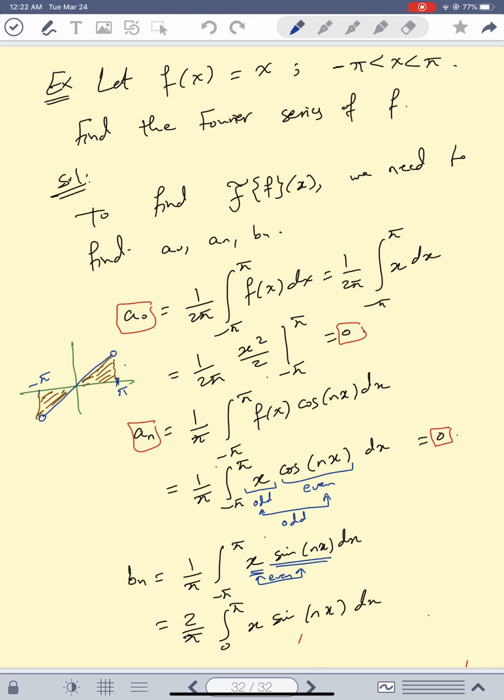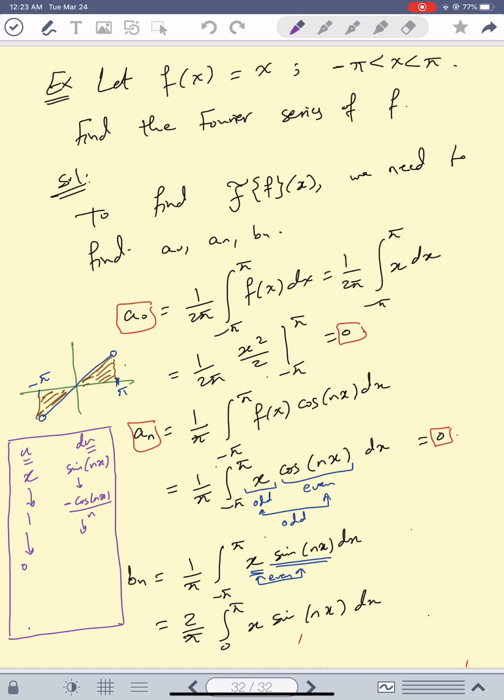Okay, so now we need to compute the integral x sine nx. Unfortunately, we need to do it. This is integration by parts, right? We can't avoid it. So I'm going to do u dv integration by parts. So u is x, the dv is sine nx. We differentiate, we integrate, then we differentiate again, we integrate again, right? Remember integration by parts, you multiply this, you multiply this, you multiply this, plus, minus, plus integral. Okay, so this is how we do integration by parts.